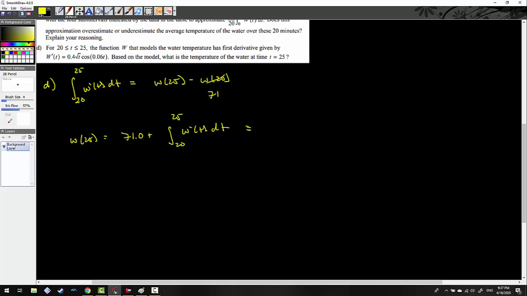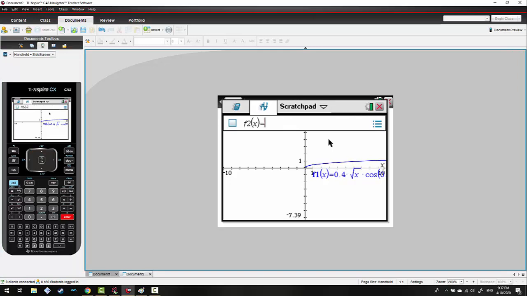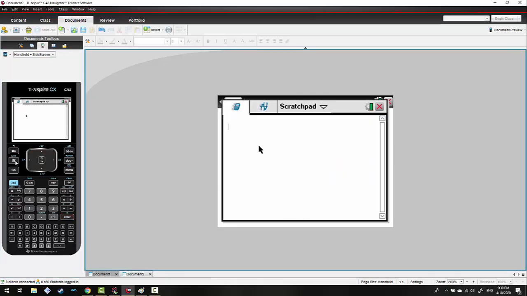So let me show you what this looks like in the calculator, because there might be some Calc AB students who are watching this. I've got my function in here. This is the function given to us in part D. So I graphed it, which is going to end up becoming right here. Cool. So let's go ahead and just figure this thing out.